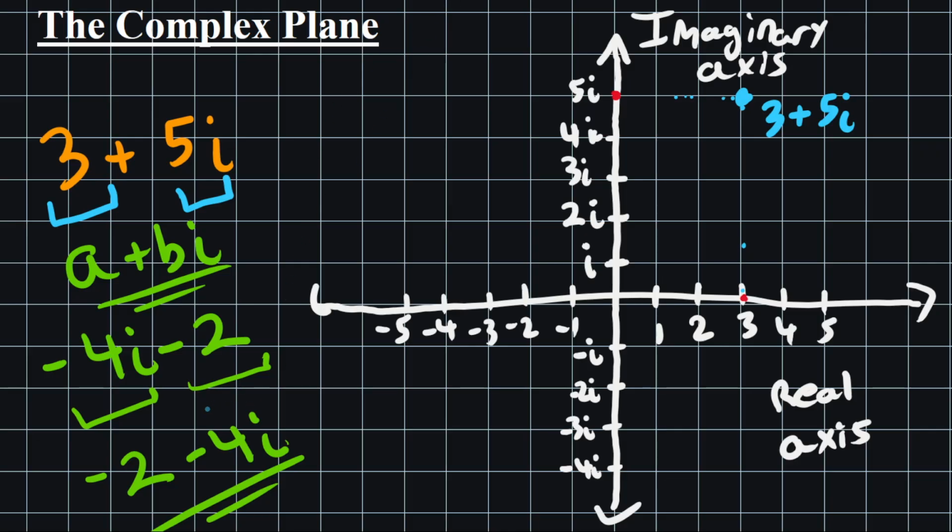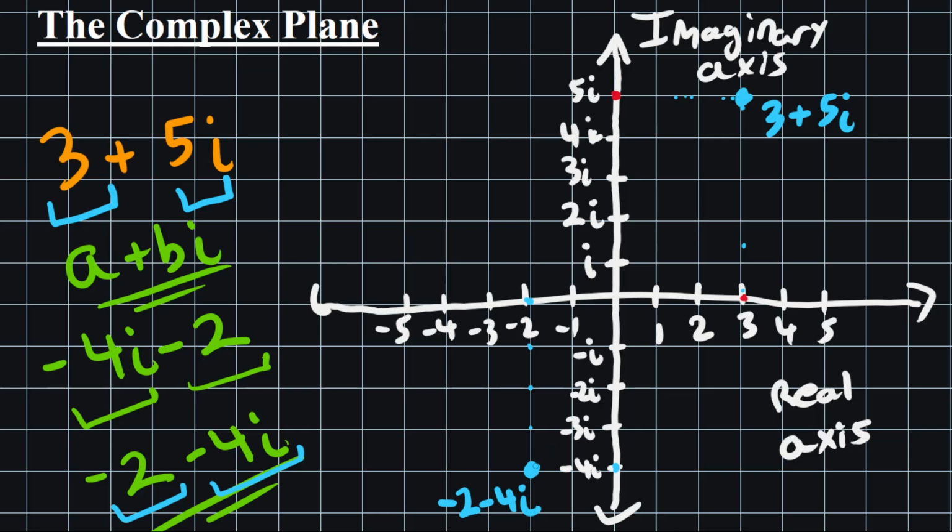And let's go ahead and plot it. So we'll start with the -2, the real part. So -2 is over here. And -4i. So -4i is down here. So we start at -2, and we're going to go down to 4i. So 1, 2, 3, 4. So -4i. And that is how we plot the complex number -2 minus 4i.